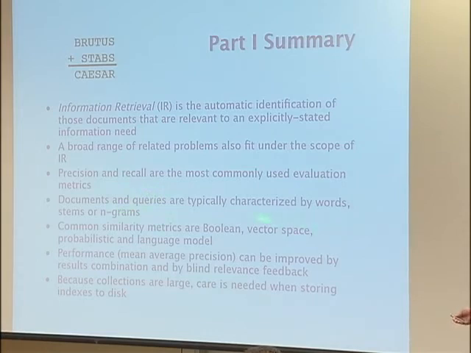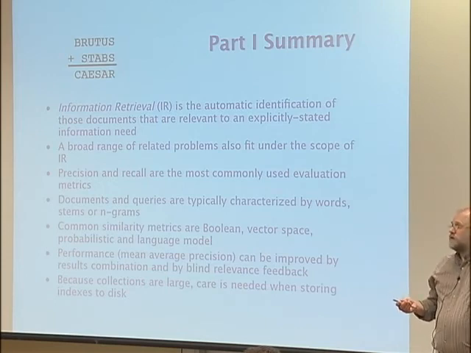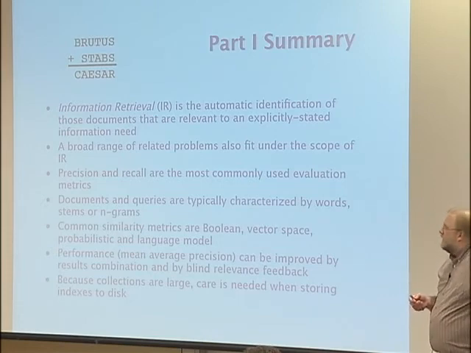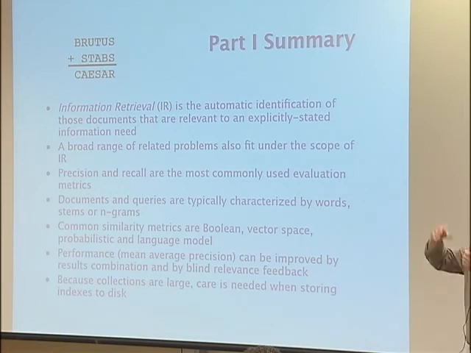Documents and queries are typically characterized by some kind of indexing term, often words or some variant of words, but increasingly frequently these days, character n-grams. There are a number of similarity metrics that you can use to compare a document against a query, and we looked at 4 of those. Blind relevance feedback is a technique that's often used to boost performance on the already reasonably performing queries. And because collections are large, you really need to take care when you're figuring out how to store this information on disk.